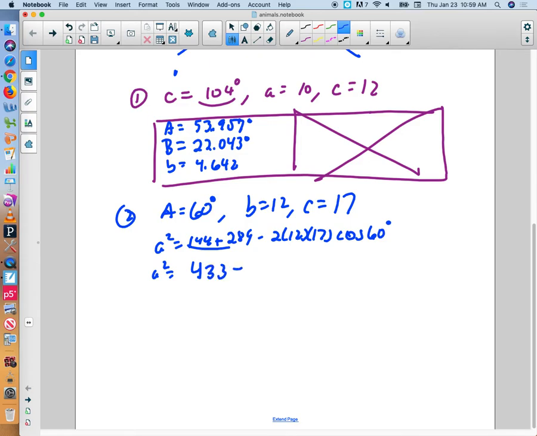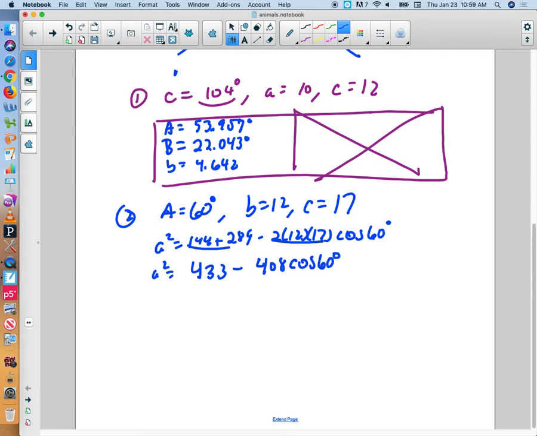433. All right. And 2 times 12 times 17? You may not even know what it is. 2 times 12 times 17. Chloe, do you have that? Yeah, it's 2 times 12 times 17. That's all I want right now. 408. Thank you. Cosine 60.